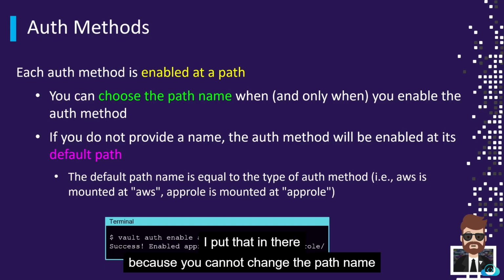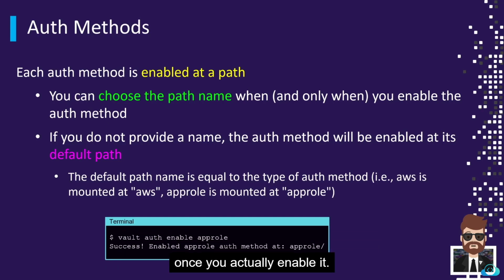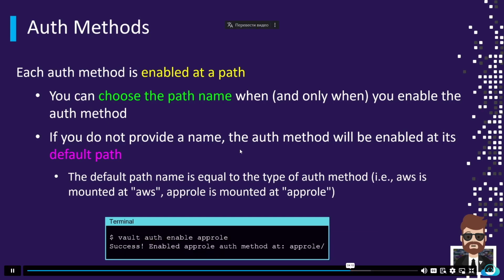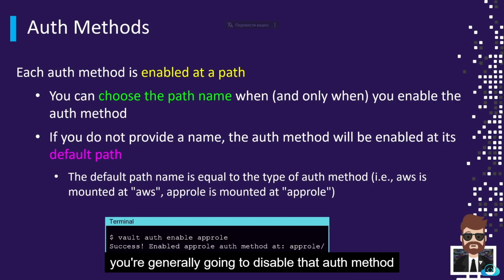And I put that in there because you cannot change the path name once you actually enable it. If you need to change the path name, you're generally going to disable that auth method and re-enable it using the new name.